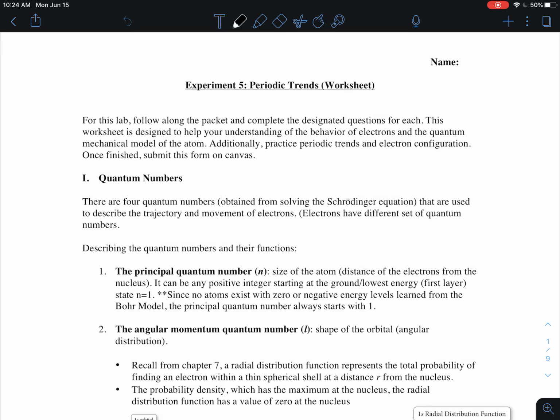Periodic trends. So this experiment is a worksheet. There are really no videos to watch except for lecture material if needed. What you're going to do is it's a packet. The packet has really clear information, and then in each little section there are questions. So you'll turn in the whole entire thing.